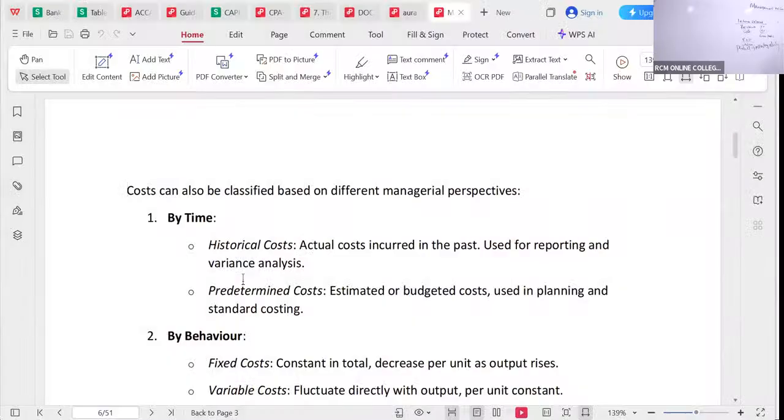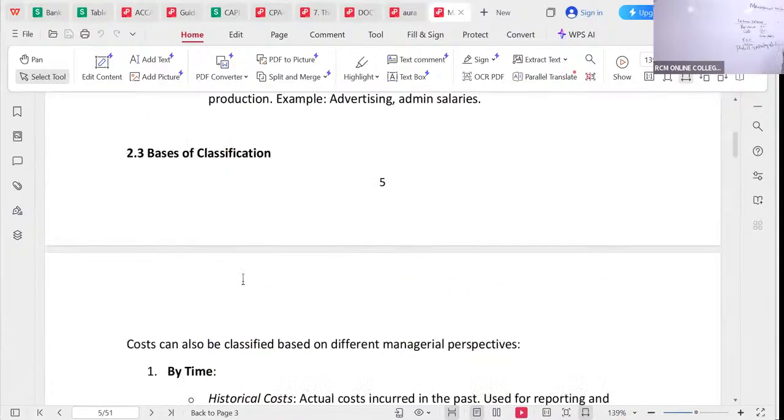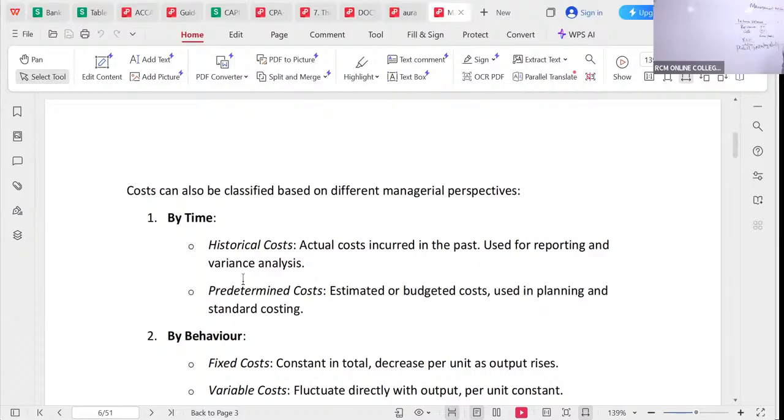All right. Now, ladies and gentlemen, we have a classification of costs on the basis of how they behave. Based on classification, we classify costs by time. By time, we shall always have two types of costs: past costs and future costs, historical and future costs. Historical costs are actual costs incurred in the past, used for reporting and variance analysis. Then we have future costs, which are predetermined, estimated or budgeted costs used in planning and standard costing.